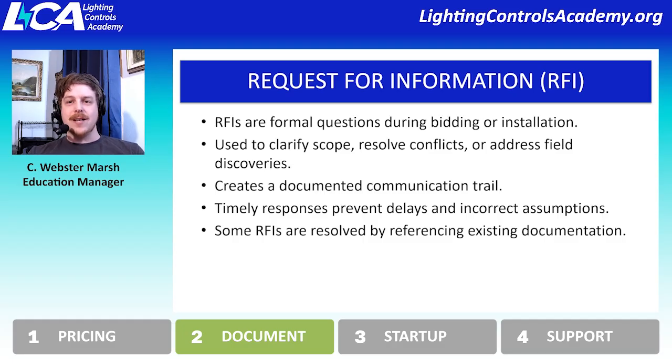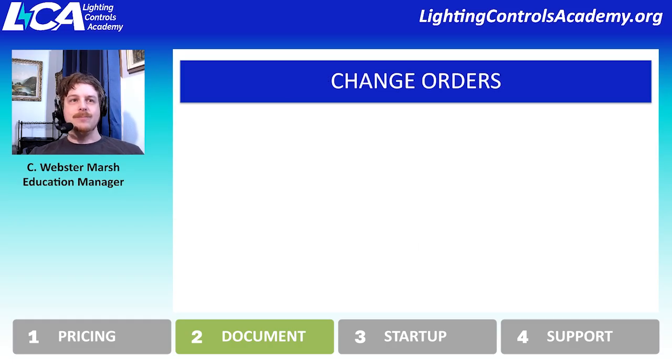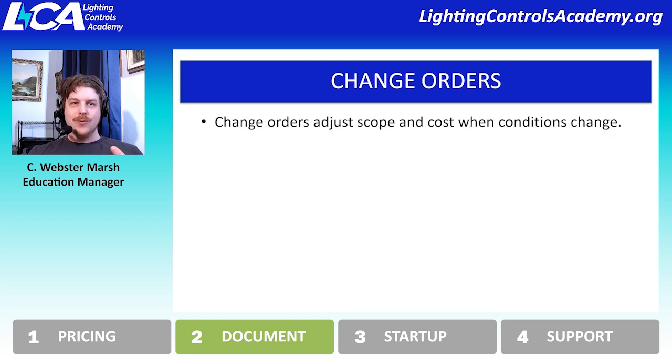Oftentimes, if there's an answer to the RFI already available in the documentation, the response is just going to say refer to this document instead. If for some reason the RFI results in a change to the project, it will oftentimes result in a change order, which is when the scope or the cost of the project is changed, when there's a significant enough change to justify a revised quotation, essentially.